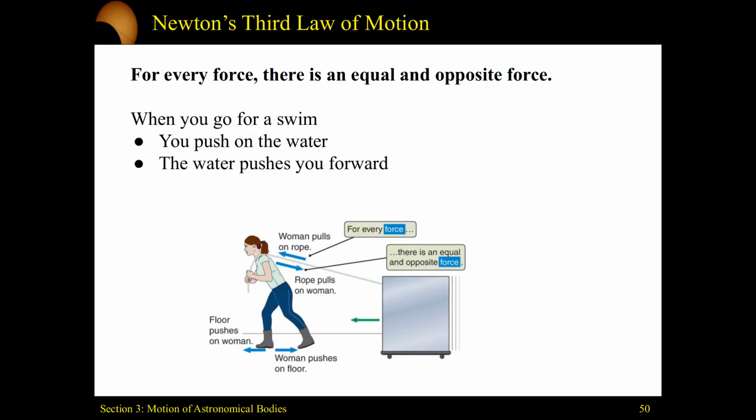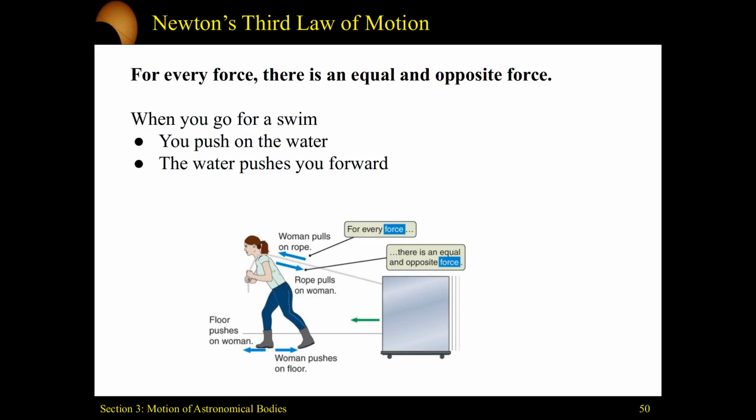Other examples of this: when you go swimming, what happens? You are pushing on the water. You push the water when you swim through. Correspondingly, the water pushes you forward. So that's the third law in action.